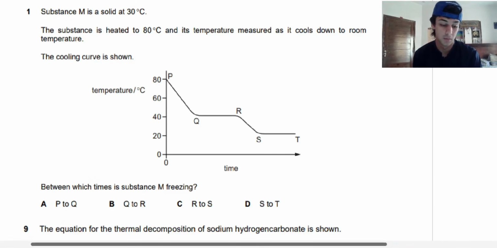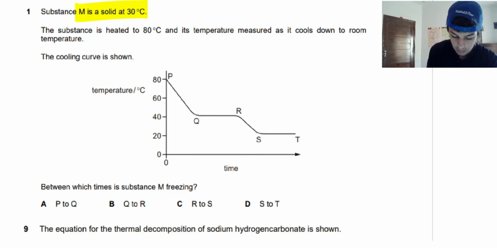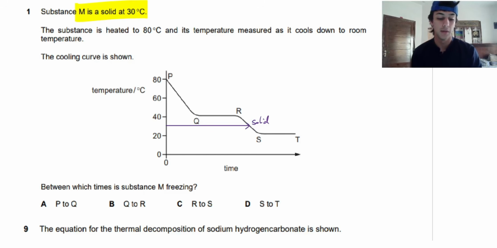Let's start off with question number 1. Here we have substance M, which is solid at 30 degrees Celsius. So this is going to be approximately 30 degrees. So right over here, this thing is a solid. The substance is heated to 80 and temperature measured as it cools down, between which times is substance M freezing.